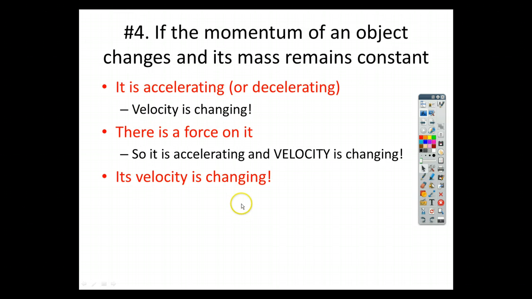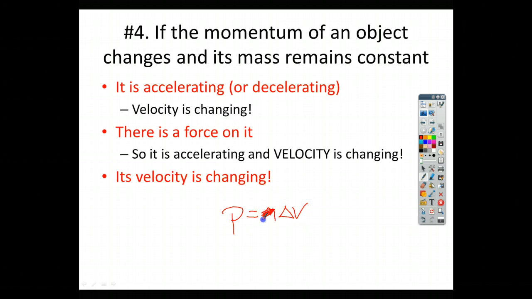For number 4, if the momentum of an object changes and its mass remains constant, this thing has got to be accelerating or decelerating. Because the momentum is changing and the mass is the same, remember our equation is P is equal to M times the change in velocity. And if the mass isn't changing, then the velocity has to change. Remember, velocity changing is equal to acceleration.